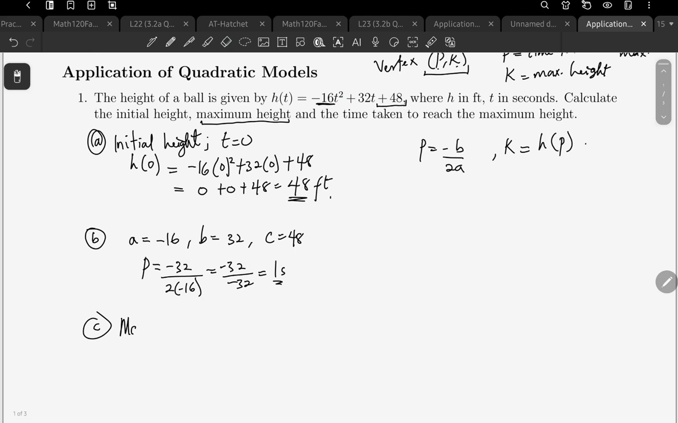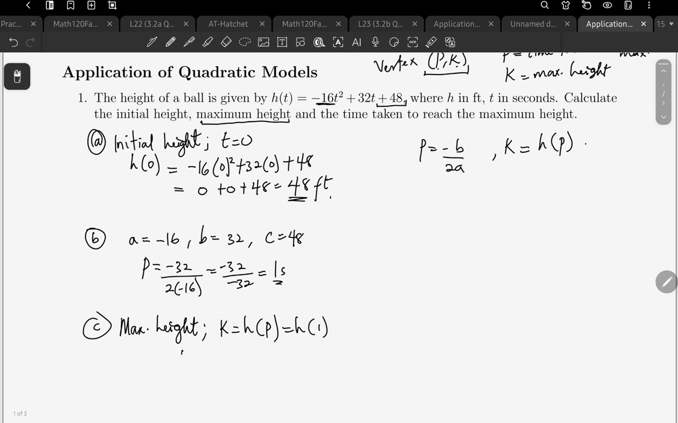Then, how do we get the maximum height itself? So the maximum height is the K, and K is equal to H at P, the P that we got earlier, that is H at 1. And what does that mean? Anywhere we see T in the standard form of the expression, we put 1 there.